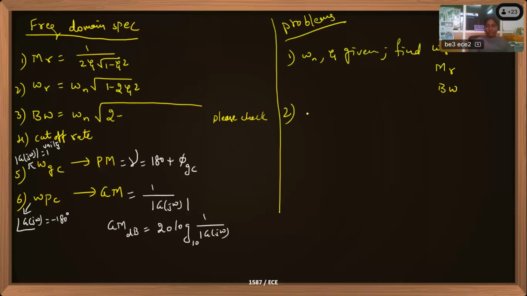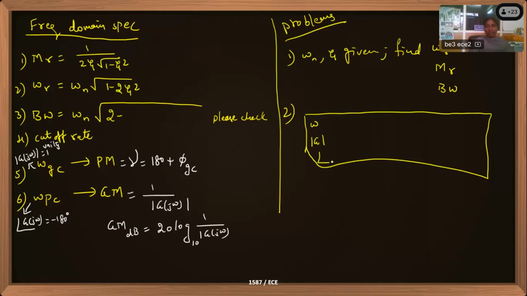Second, they may give you a tabular column, as we have done in the regular class also. It will have omega value, magnitude value, and phase angle value. Here the magnitudes may be 2.0, 1.8, 1.0, 0.6, 0.4.